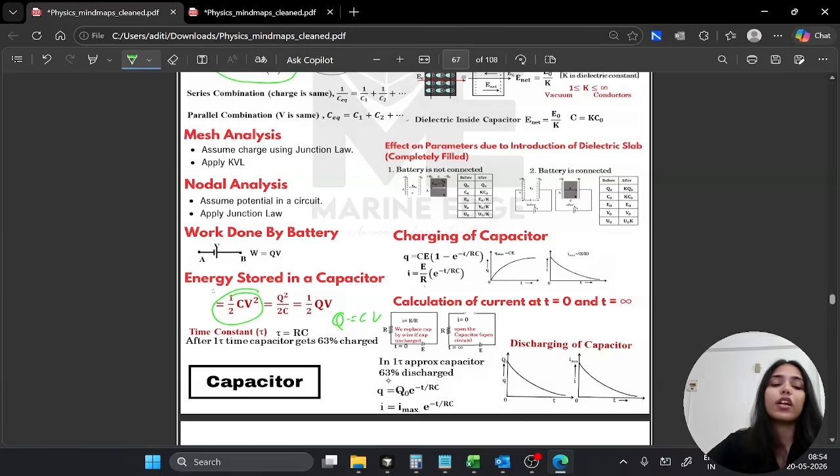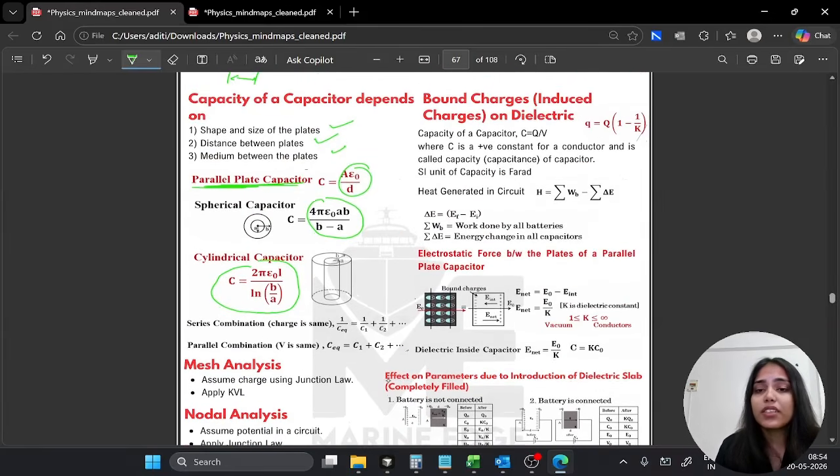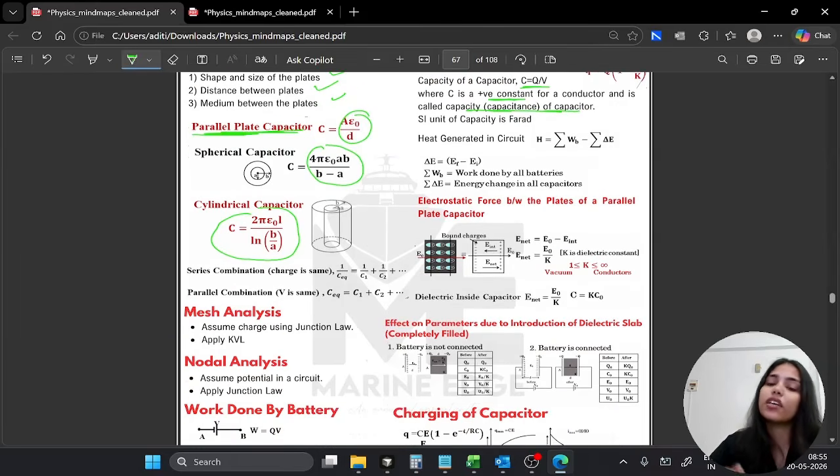Okay. Now time constant. Time constant tau is equal to RC, when you have an RC circuit given to you. After 1 tau time, the capacitor gets 63% charge. So that is the time constant. Now, the capacity of a capacitor, C is equal to Q upon V. C is a positive constant for a conductor, and it is called the capacity of a capacitor. This we already covered.